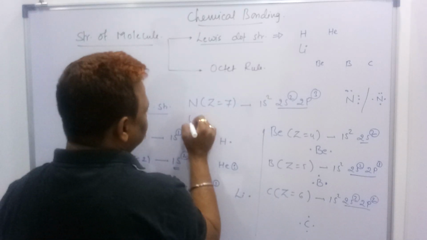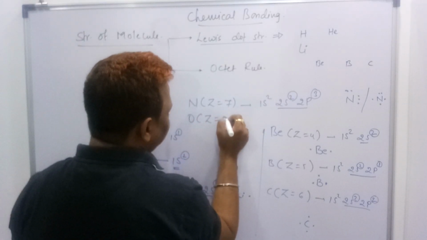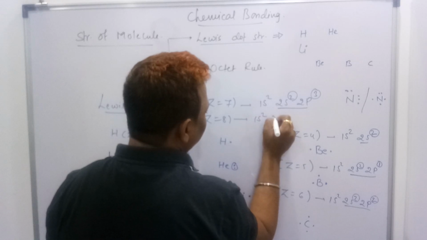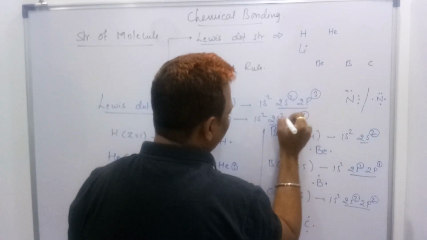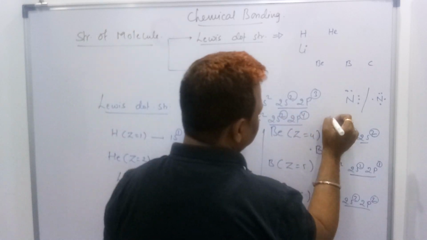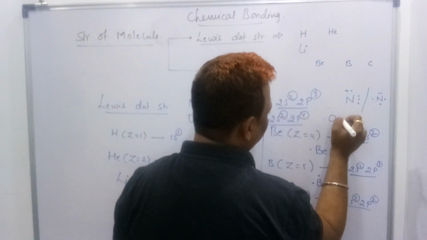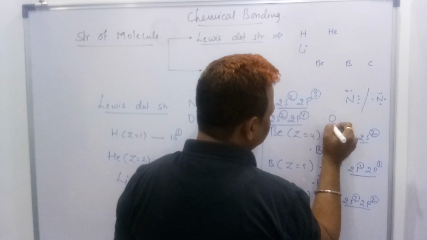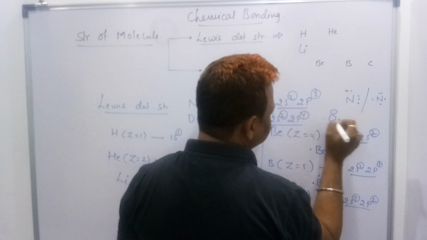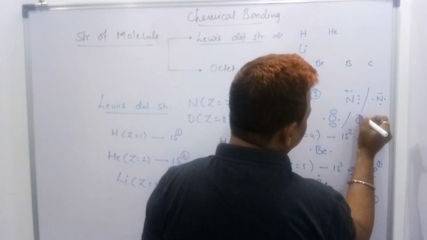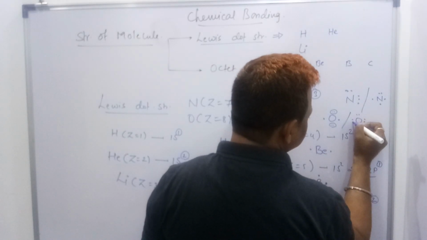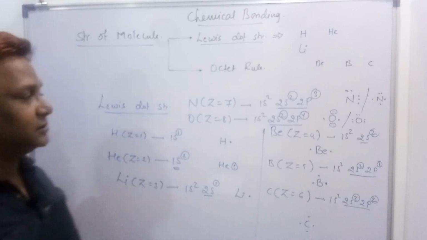In the same way, oxygen. The atomic number of oxygen is 8. The configuration will come in the form of 1s2, 2s2, 2p4. In the valence shell, 4 plus 2, 6 electrons are there in the oxygen atom: 1, 2, 3, 4, 5 and 6. You can check it. These are the 2 paired electrons and these are the 2 unpaired electrons for oxygen. It can be written in this way or in this way. So these are the Lewis dot structures of oxygen.